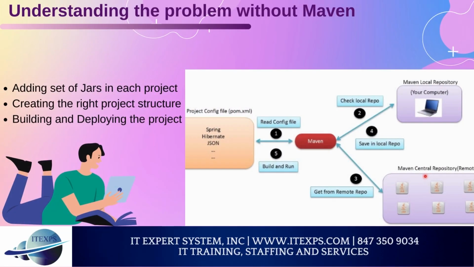Understanding the problem without Maven. There are many problems that we face during project development. They are discussed below. 1. Adding a set of jars in each project. In case of Struts, Spring, Hibernate frameworks, we need to add a set of jar files in each project. It must include all the dependencies of the jars also. 2. Creating the right project structure. We must create the right project structure in servlet, Struts, etc. Otherwise it will not be executed. 3. Building and deploying the project. We have to build and deploy the project so that it may work.